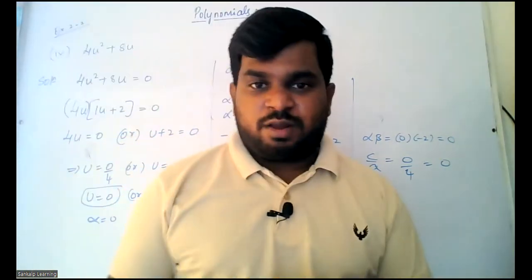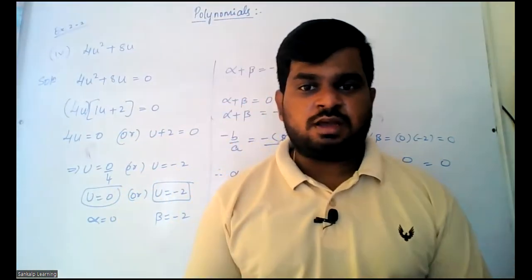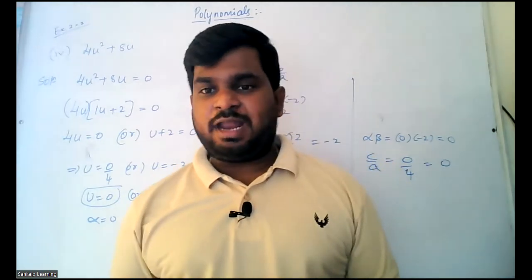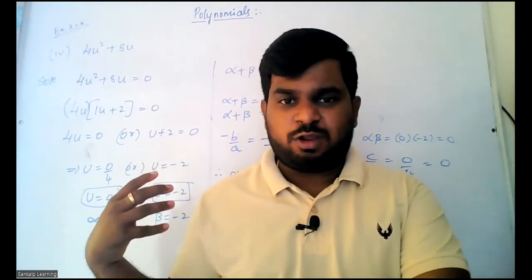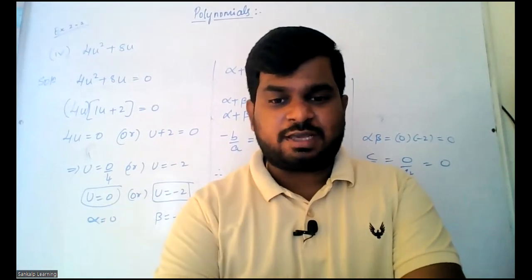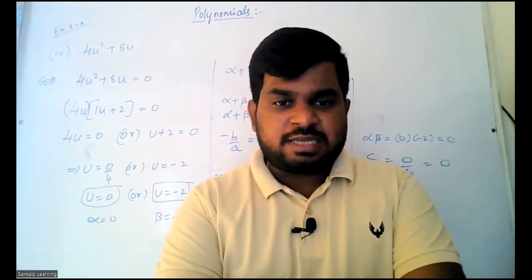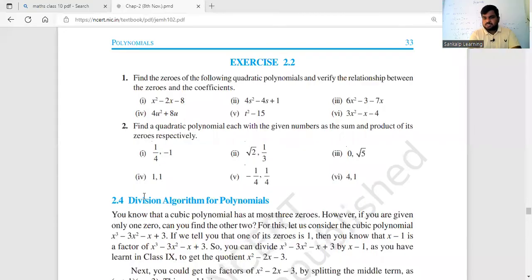Okay. So whenever we have got an even number of terms, directly we can take common and find the value of the variable. Here it is u, so we found the value of u. If it is x, we'll find the value of x. Okay. Similarly, let's get into the next question. So the fifth question and sixth question are similar to the problems which you have solved. So you can take it as a task and try it out.